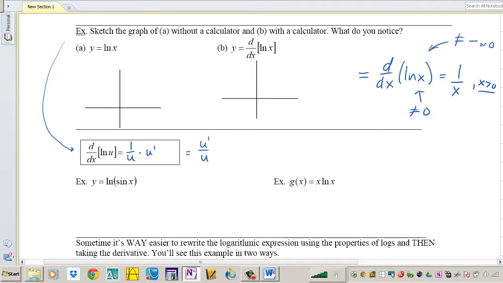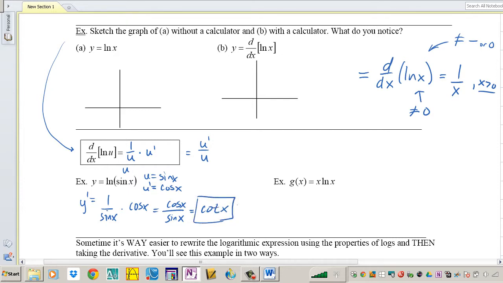Let's go ahead and try it here. What is my u? U is equal to sine x, and I need to find the u prime so that I can fit it in my rule. Cosine x is the derivative of sine. So y prime is 1 over u times u prime, which is cosine over sine, which is cotangent. If this is a multiple choice question, they won't have this, they'll have this.